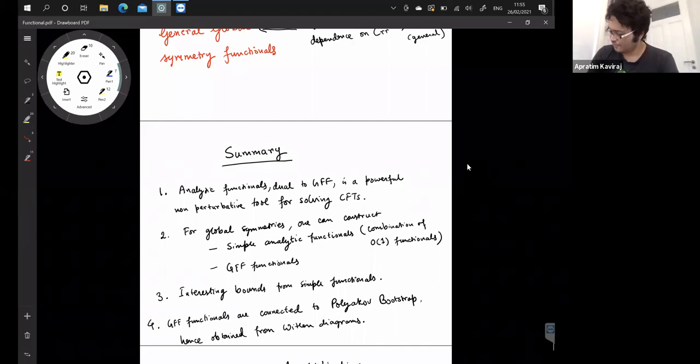And finally, the GFF functionals are connected to the Polyakov Bootstrap story, and just like the O(1) GFF functionals are connected to the Polyakov Bootstrap for O(1), and hence the functional actions can be directly obtained from Witten diagrams. And so it's a nice shortcut to have. All right, so this is the end of my talk.